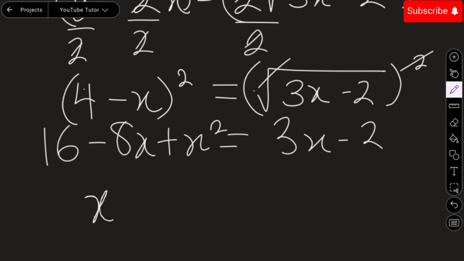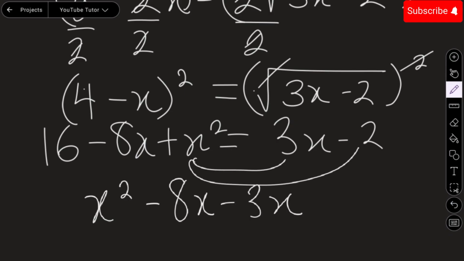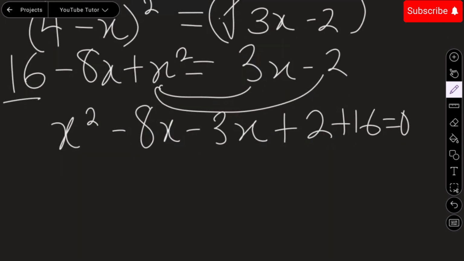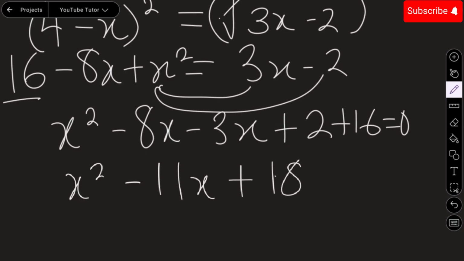So we have a quadratic. X squared minus 8x, this 3 comes here to become negative 3x, this 2 comes here to get positive 2, then 16 is maintained, plus 16 is equal to 0. So now since we have that, we can just sum it up to get this quadratic equation.